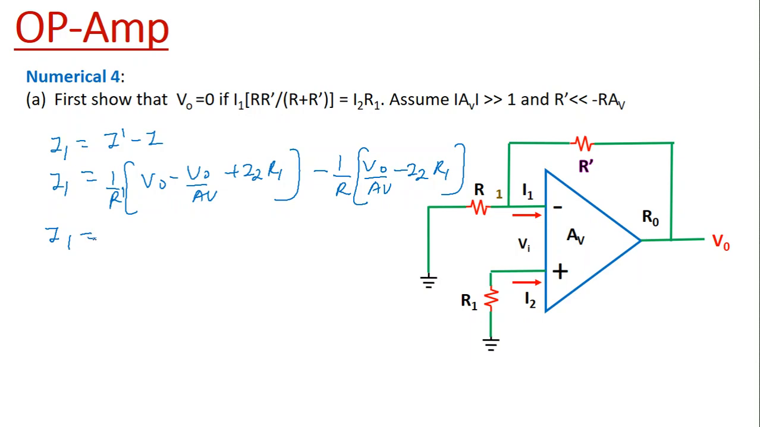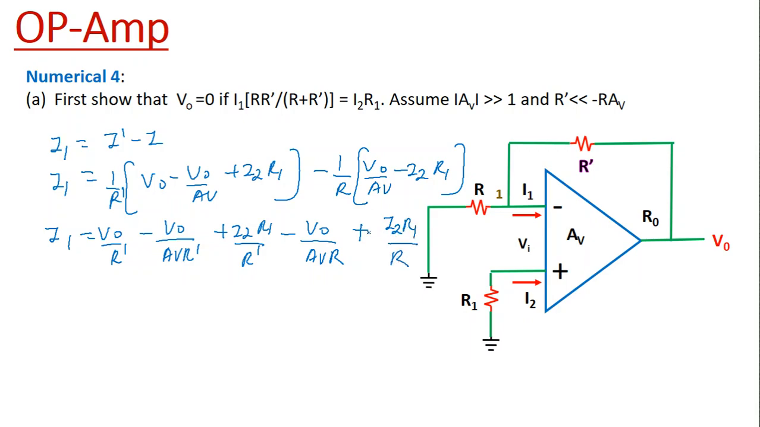So I1 will be equal to VO upon R dash minus VO upon AV R dash plus I2 R1 divided by R dash, minus VO upon AV R plus, minus minus gets plus, becomes plus I2 R1 divided by R. This is the equation which we are getting.